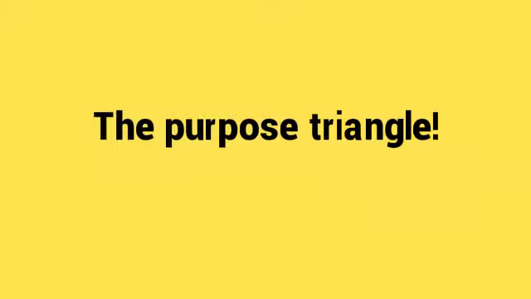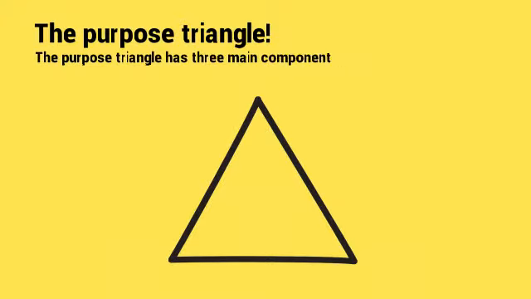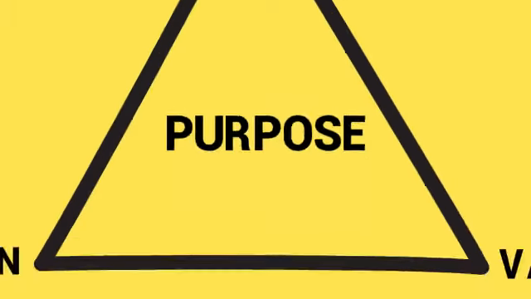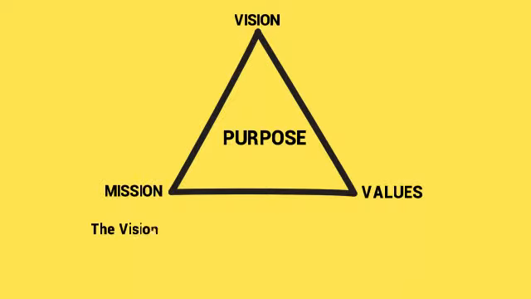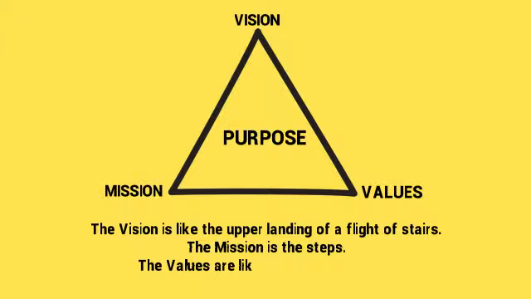The Purpose Triangle. The Purpose Triangle has 3 main components, which are the vision, the mission, and values. The purpose being at the center of them all. The vision is like the upper landing of a flight of stairs. The mission is the steps. The values are like railings on the stairs.